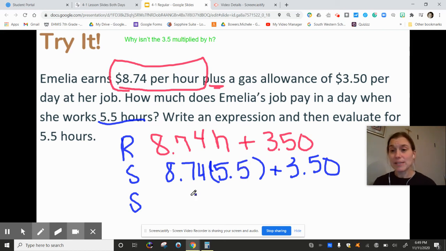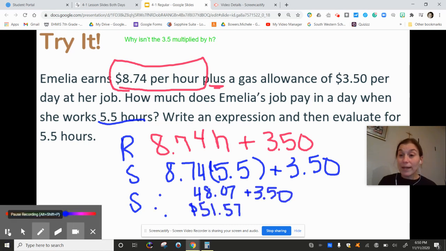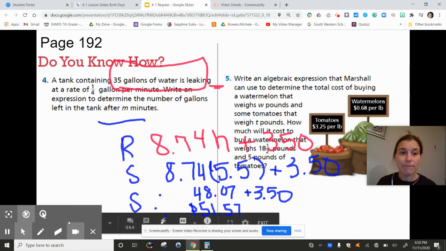So then the last step is to simplify. So we're going to use the order of operations. We would multiply before we add. So I'm going to multiply here before I add in the 3.50. So when I simplified, I have $48.07 for the amount that she's earning hourly. And then add in that extra gas money she's receiving. She has a total of $51.57. So there we go.